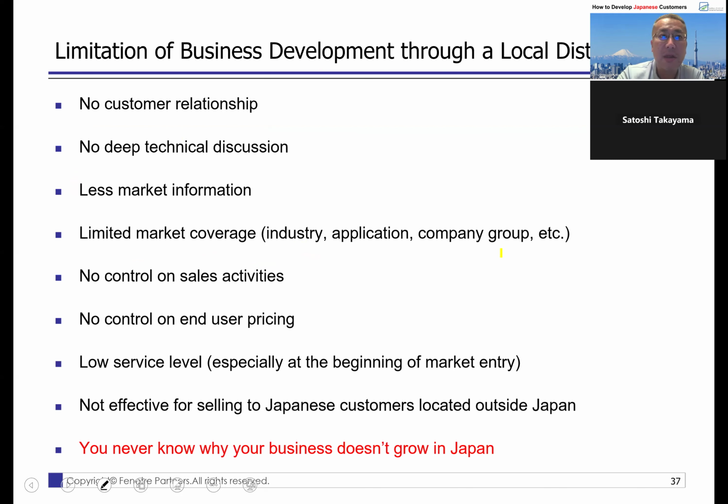And these are some disadvantages of just having a local distributor. You cannot develop a customer relationship because some distributors try to hide who your end users are. And you can't have a deep technical discussion with your potential customers, especially at the beginning of your market entry. And again, distributors hide important information, including contact information of your end users. And in many cases, market coverage is limited by application, industry, geography, or company group, like Mitsui distributors only sell to Mitsui companies, for example.